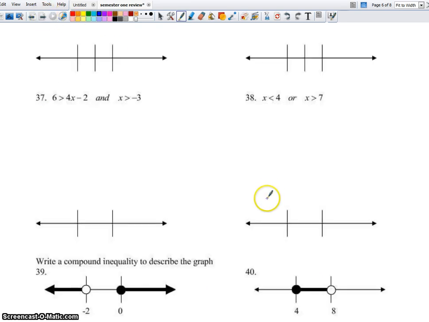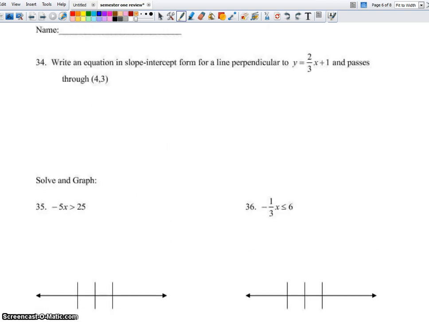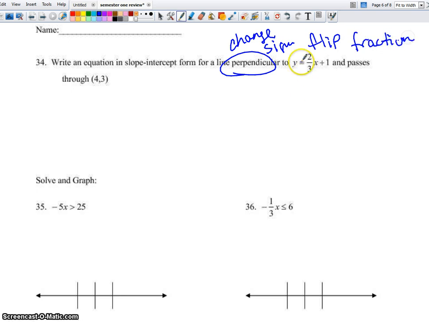Going to the next page to number 34. Write an equation in slope-intercept form for a line perpendicular to y = 2/3 x + 1, and it passes through the point (4, 3). Remember that perpendicular means that you have to change the sign and flip the fraction. So the slope in the equation they gave us was 2/3, right? So to change the sign, my slope is going to be negative, and to flip the fraction, 3/2.